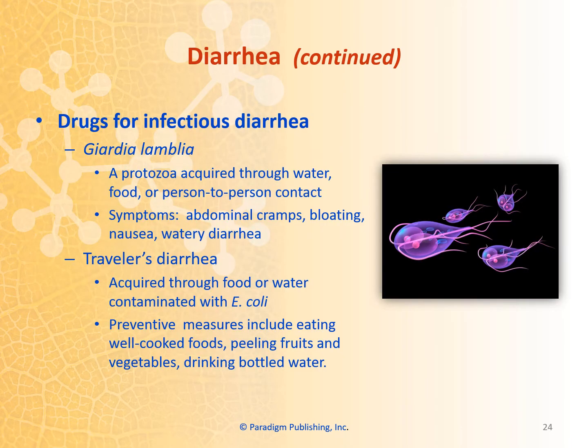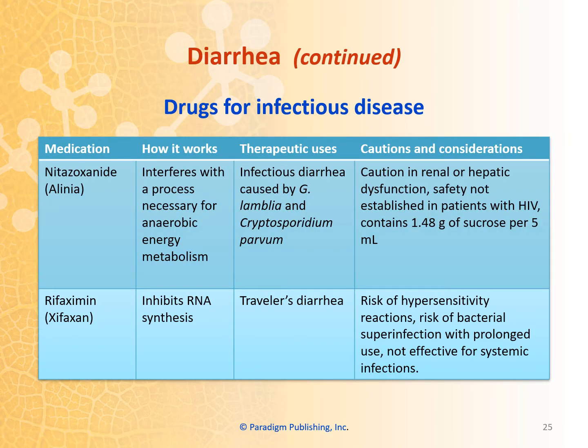Drugs for infectious diarrhea. So there are different types of infectious diarrhea. A lot of them are caused from traveling, especially to third world countries. There are waterborne illnesses there that can cause severe diarrhea. Traveler's diarrhea also can be caused by E. coli that can contaminate your food or water sources.